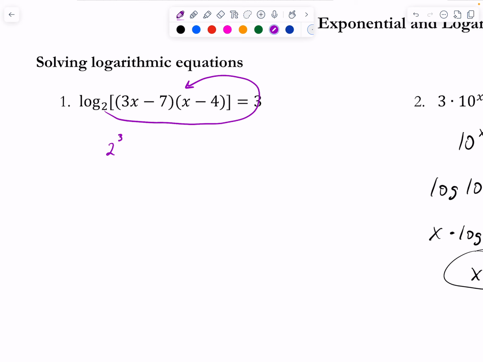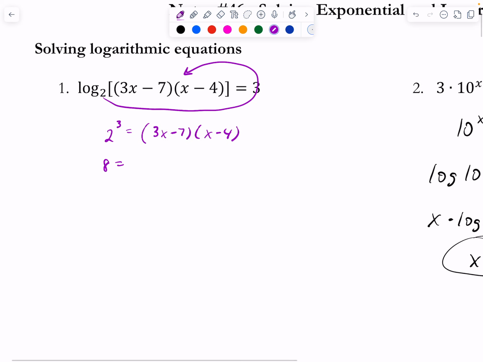So 2 to the 3rd power equals 3x minus 7 times x minus 4. Now I'm going to go ahead and distribute the right side. So 3x times x is 3x squared. Then I have 3x times negative 4, which is negative 12x. Negative 7 times x is negative 7x. Putting negative 12x and negative 7x together is negative 19x. And then negative 7 times negative 4 is positive 28.